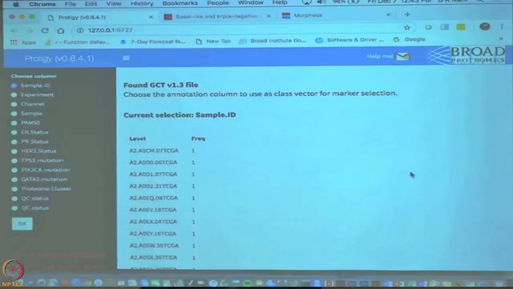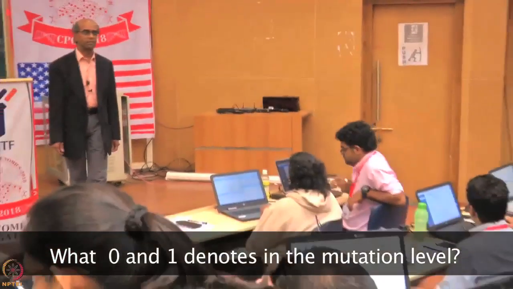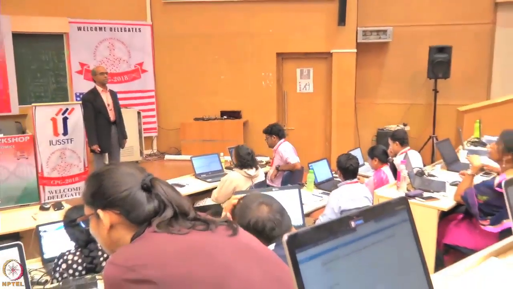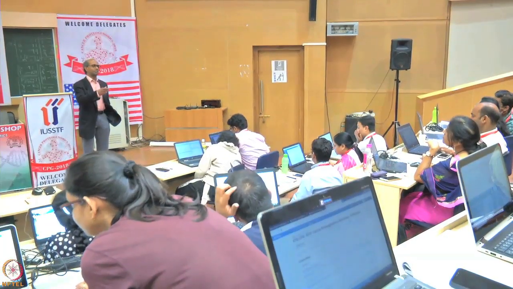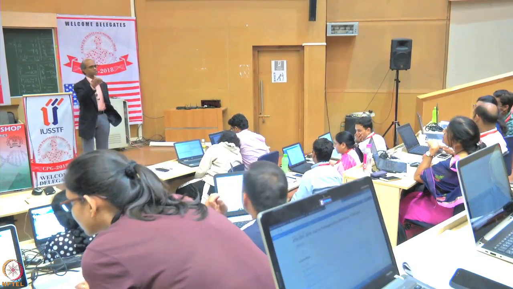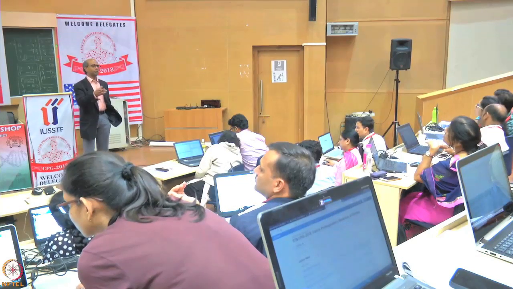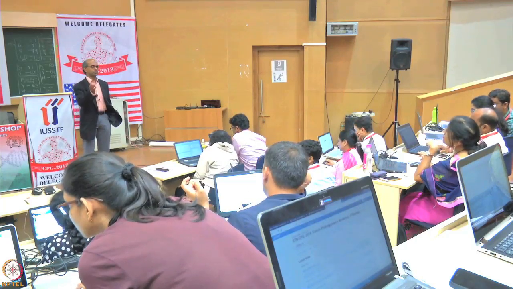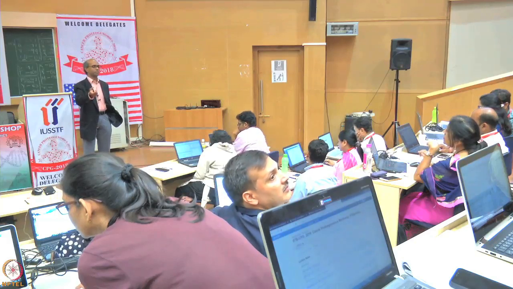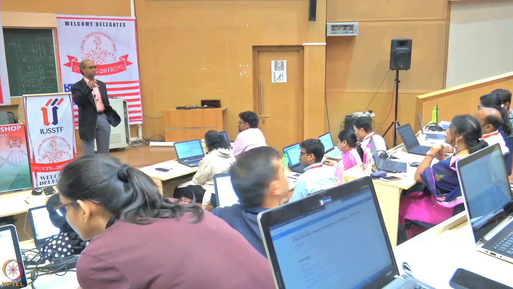Once it's downloaded, you can load it into ProTIGY and you will get to the screen that says you want to pick an annotation column. For mutation, 0 means not mutated, 1 means mutated. You can also designate what type of mutation or which site was mutated, but that only results in subsets that are way too small to analyze. So we just used mutated or not mutated. And I think there is also an NA, which is missing.